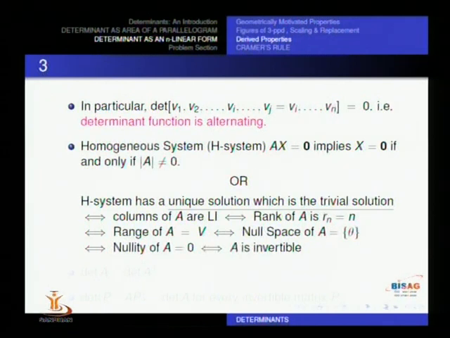Then now we'll talk about the homogeneous system. A homogeneous system, Ax equal to 0 implies x equal to 0 if and only if the determinant of matrix A is non-zero. Now when we talk about a homogeneous system, basically we mean a system of equations. So we have in school days definitely seen equations like x plus y equal to 5, 2x minus 7y equal to 10, like that.